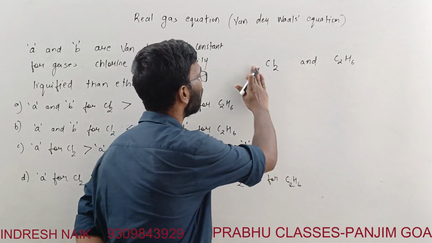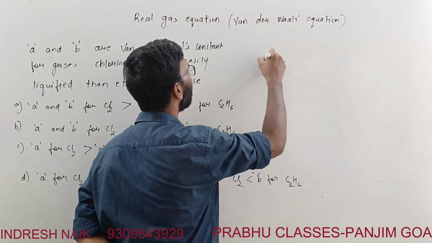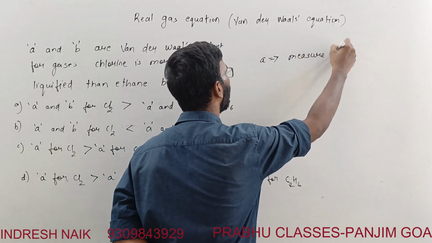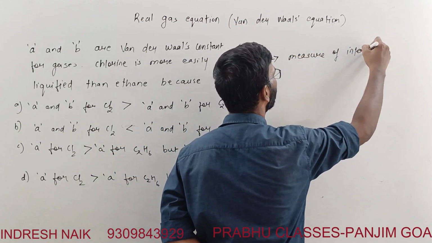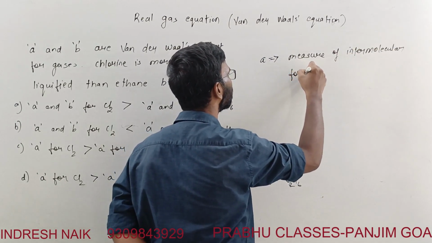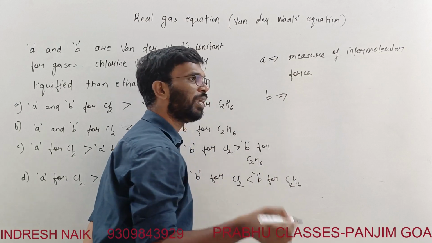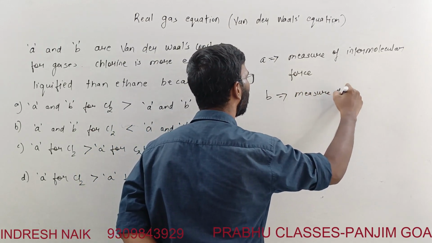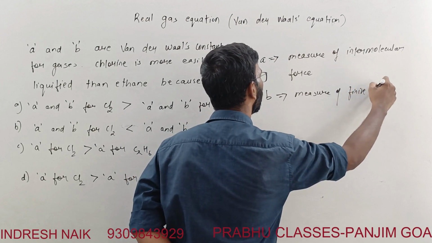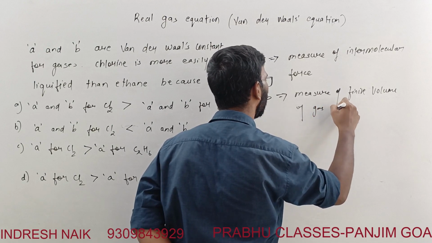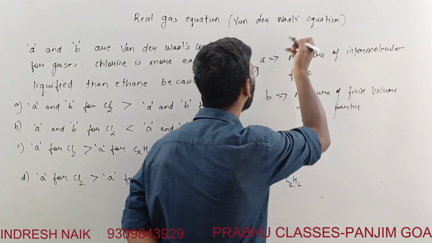See, let's understand. What does A tell about? A tells about the measure of intermolecular force. And what does B tell about? B tells about the measure of finite volume of gas particle.